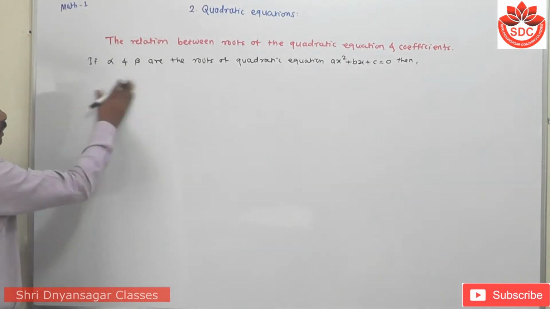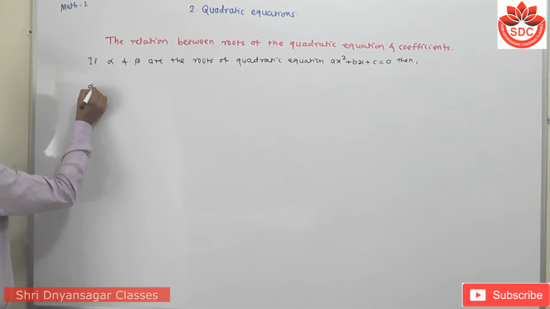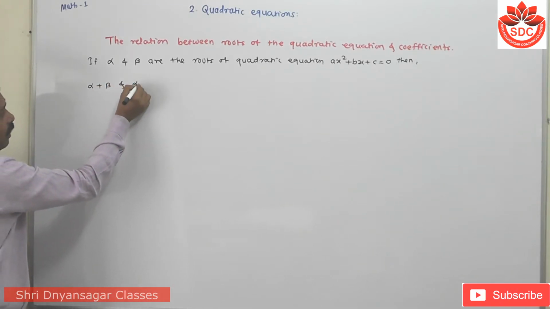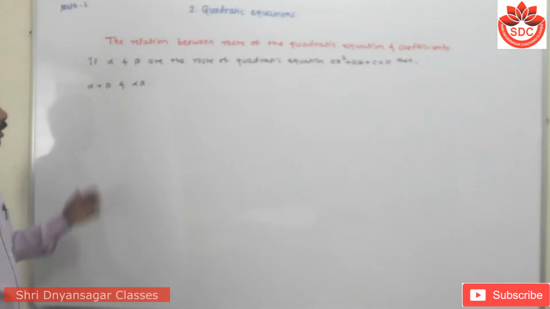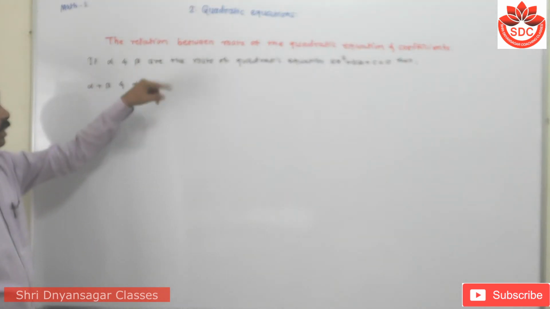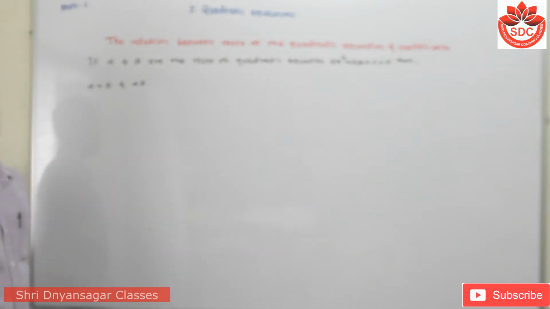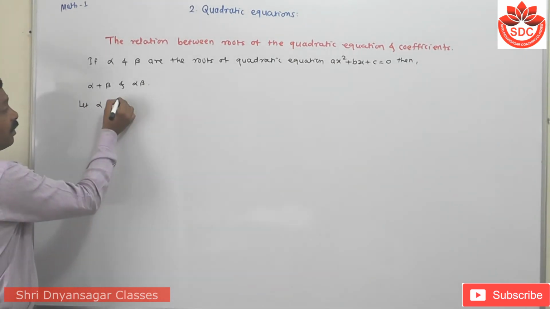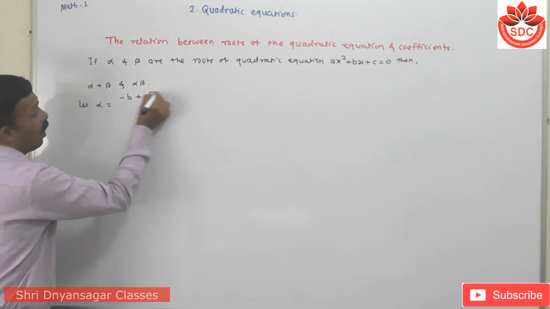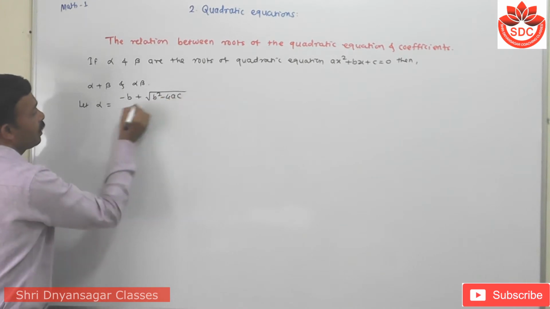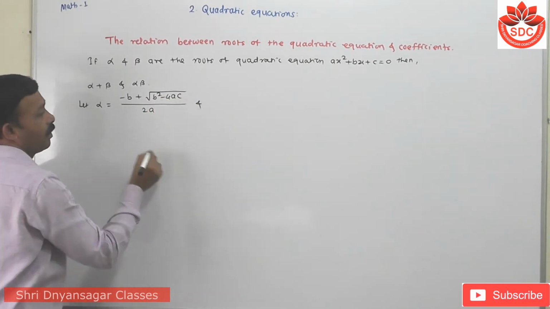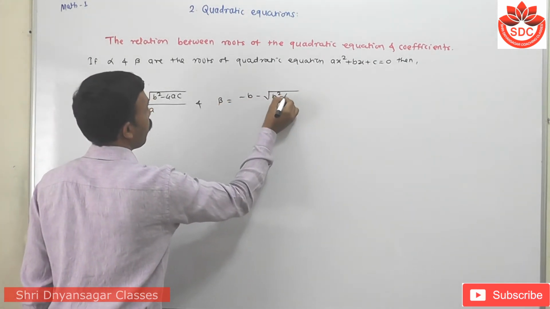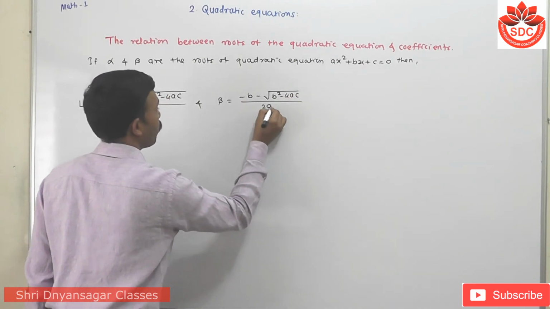Now this is the relation: suppose the sum of the roots, alpha plus beta, and we have to find out alpha into beta. What is the relation between these two? We have to find the sum and its product. Now student, we denote alpha as minus b plus root of b square minus 4ac upon 2a, and beta is equal to minus b minus root of b square minus 4ac upon 2a.